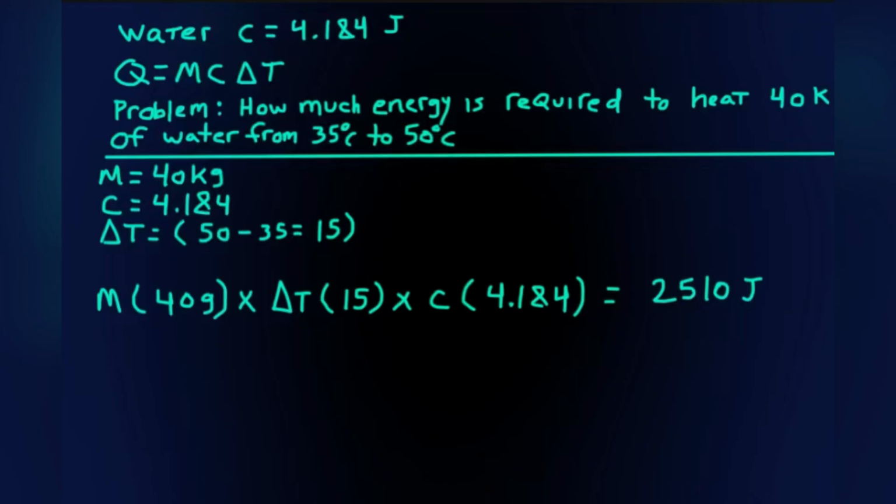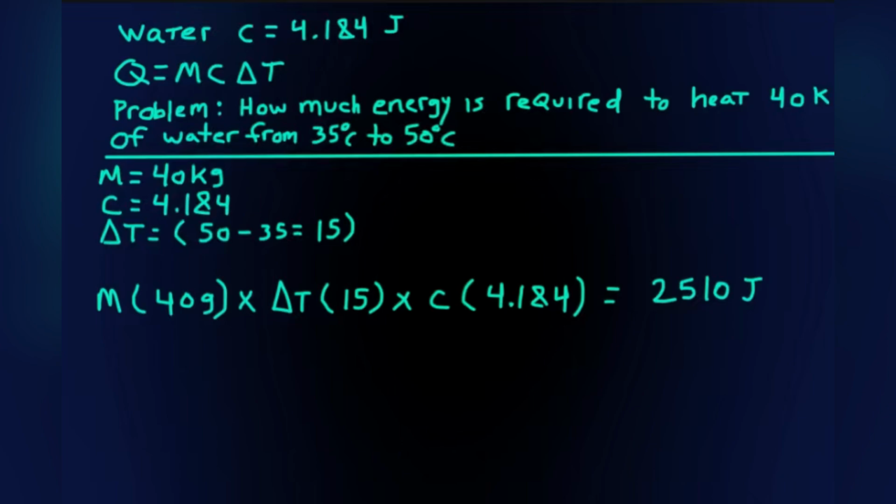So we have a problem here to solve. As mentioned before, water's heat capacity is 4.184 joules. The problem is how much energy is required to heat 40 kilograms of water from 35 degrees Celsius to 50 degrees Celsius. We have the mass, which is 40 kilograms, the heat capacity, which is 4.184, represented by C, and delta T, which is the amount of temperature gained. So it's 50 minus 35 equals 15, so it gained 15 degrees going from 35 degrees Celsius to 50.